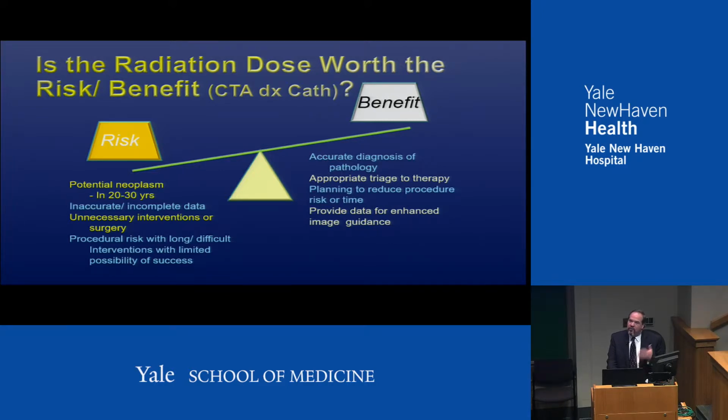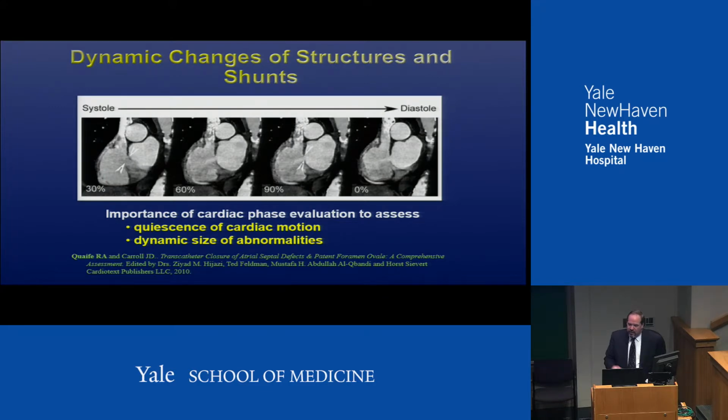So if we move into the pre-planning arena, you really need to understand what we're doing. And this is one of the things about dynamic structural changes and why it may be important to do multi-phase or multi-segment acquisitions in CT. You can see here that there's a little bit of right to left flow in this side, yet it's left to right flow later in the cardiac cycle.